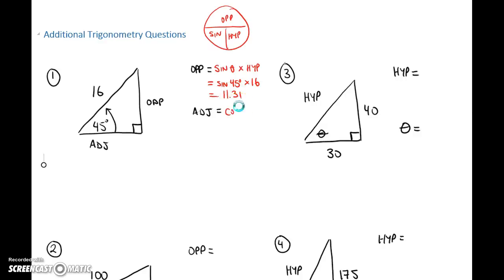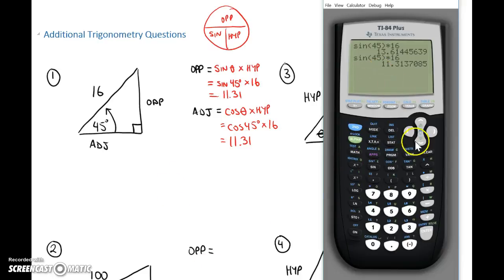The next one, for the adjacent, is going to be cos of the angle times the hypotenuse. So in this case, we're going to do cos of 45 degrees times 16. And with confidence, we know that that answer is going to be 11.31. But let's just use the calculator and double check here. So let's get rid of all this noise. We're going to do the cos of 45 degrees, and multiply that by 16. Yes, 11.31. Now the third decimal place is a 3, so we'll keep this as a 1. We won't round up. Excellent.